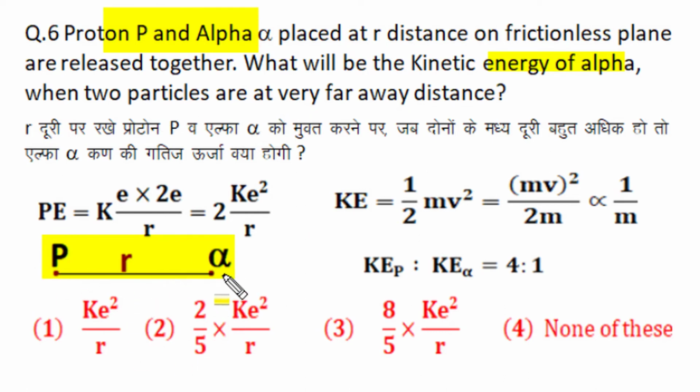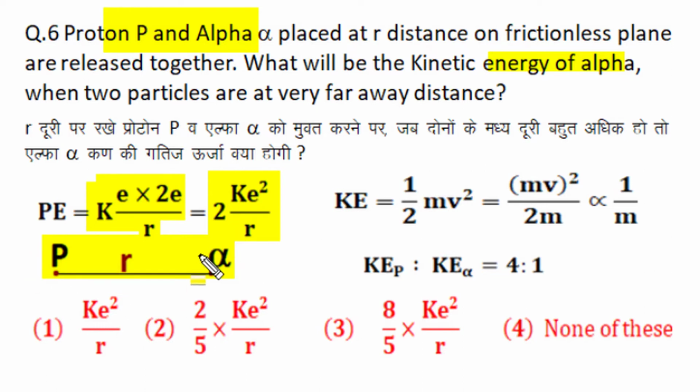Now this charge system at a certain distance r has a certain potential energy, and we can find it as follows. The potential established by one charge, say the proton of charge e, at distance r is ke by r, and in this potential when we bring the alpha from infinity having charge 2e, the work done becomes the potential energy of this system. So the potential energy of this system is 2ke squared upon r. When these two charged particles move very far away from each other, this potential energy becomes 0 and gets converted into the kinetic energy of these two particles.